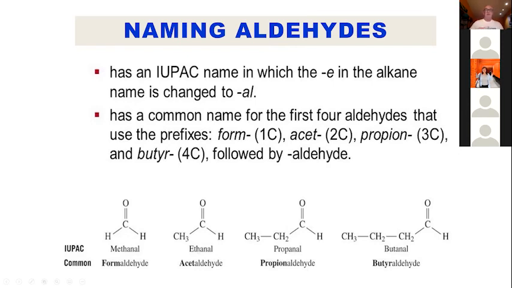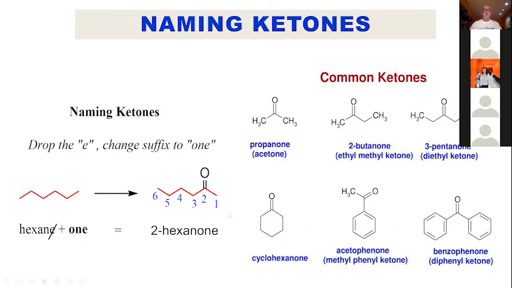So here we have methane turned into methanal. And the common name for that one is formaldehyde. That's what we're talking about. Ethane becomes ethanal, propane, propanal, and so on. So aldehydes are pretty simple. Ketones are a little trickier because you just have to name where it is. So these are some of the common ones.